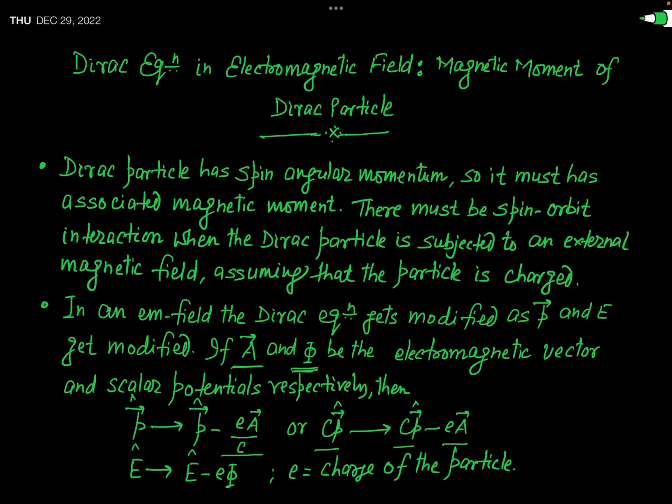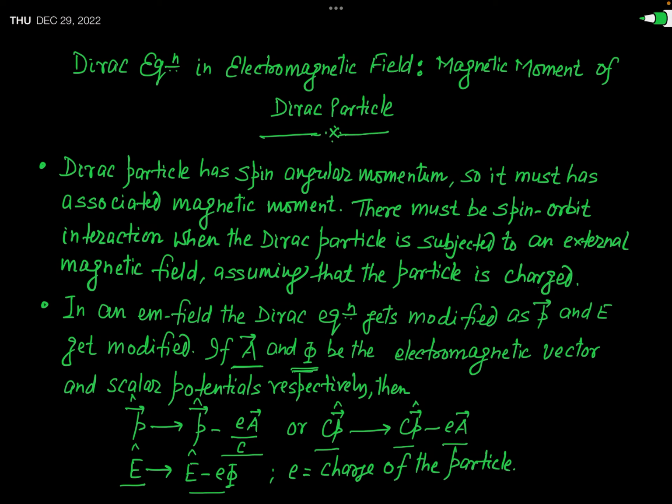And similarly, the energy in this case, when the particle is placed in an electromagnetic field, will be given by E minus e phi, where phi is the scalar potential. So when we write the Dirac equation in electromagnetic field, what we will do? We will simply replace P by P minus eA by c, and E will be replaced by E minus e phi. And then you will get the Dirac equation in electromagnetic field.